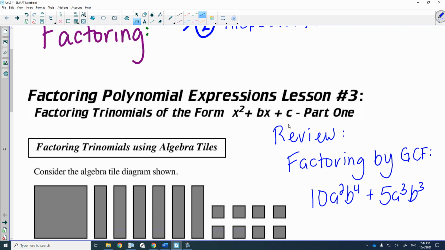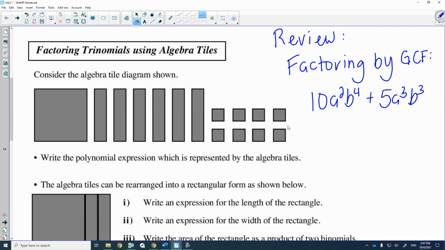All right, let's do a quick review of GCF. So you can pause the video for a second, write down this expression, see if you could first find the GCF, and then see if you could factor this. And then unpause when you think you have the answer. Okay, so the GCF of this expression would be 5a squared b cubed.